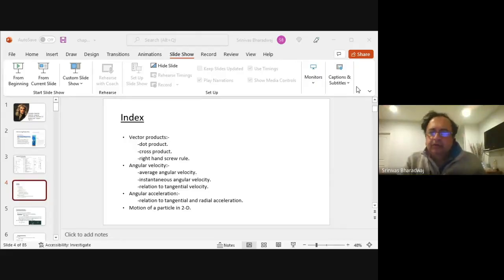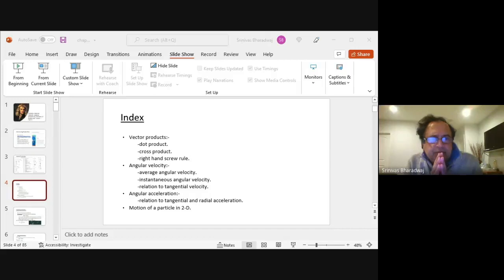Hello, friends. So, today we are going to continue our discussion of rotation. First, I will introduce the ideas again, and then I will do a little more with gravitation.